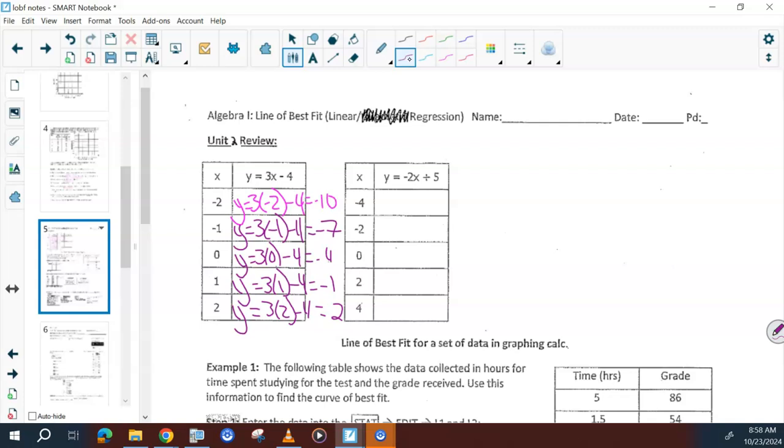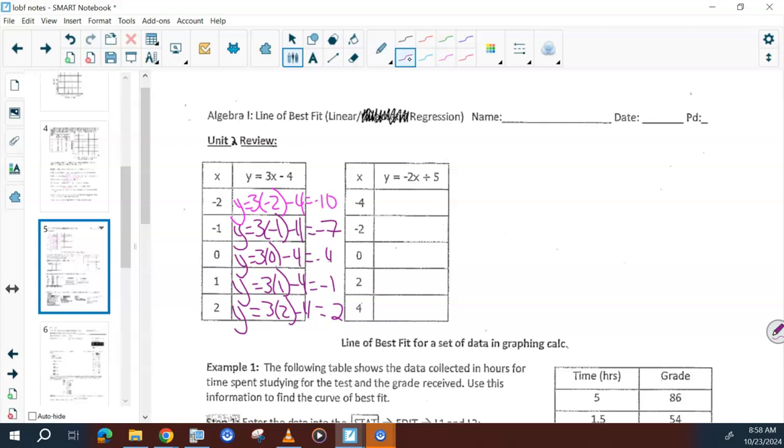So in each one, what pattern do we notice? As these go up, these are also going up by what? 3. And that goes with the slope. Because of the slope, that is going up each time by 3. So noticing patterns will help us with what we're about to get into.